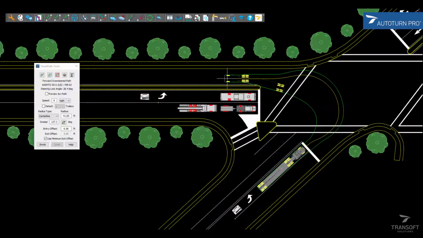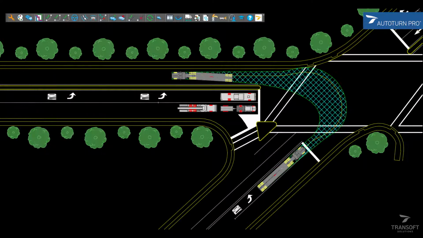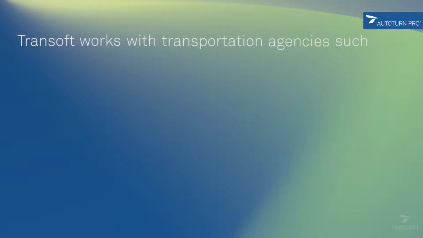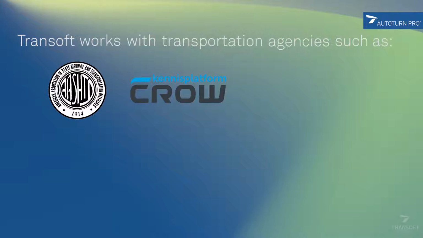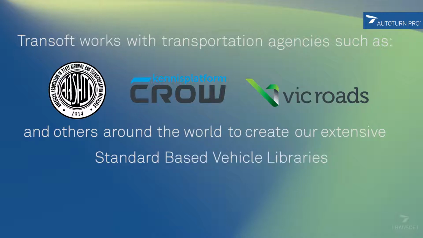Transportation agencies define them conservatively to ensure the infrastructure and operations can safely accommodate a great variety of vehicles. The selection of design vehicles influences the physical characteristics, safety, and operations of the designed infrastructure. Transoft works with transportation agencies such as AASHTO, CROW, VicRoads, and others around the world to create our extensive standard-based vehicle libraries built to comply with the design guidelines.